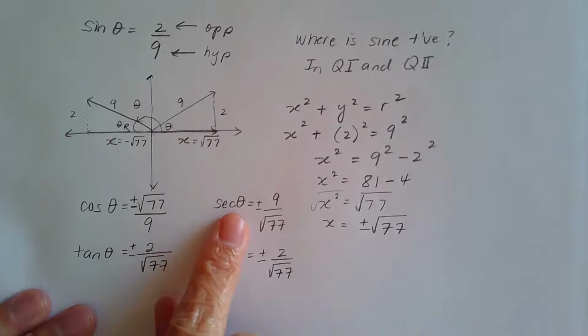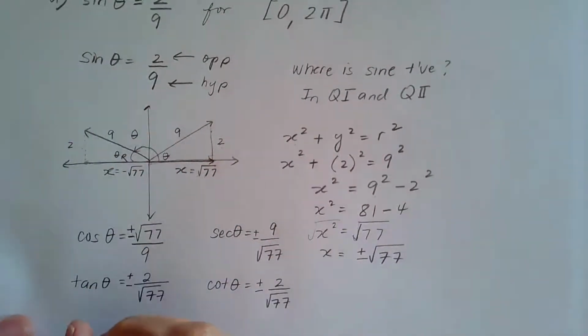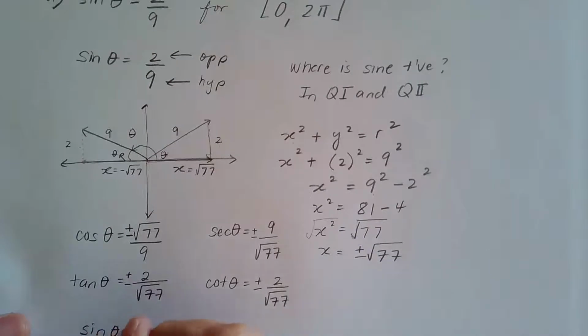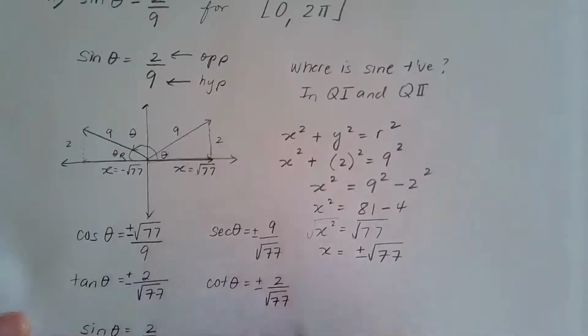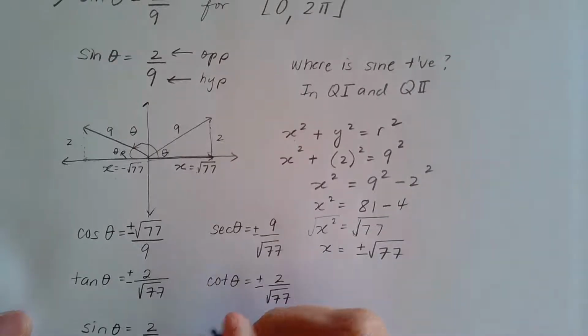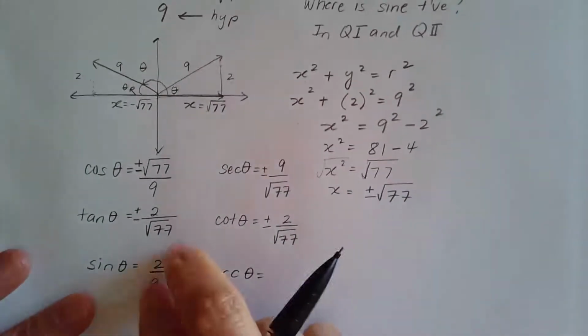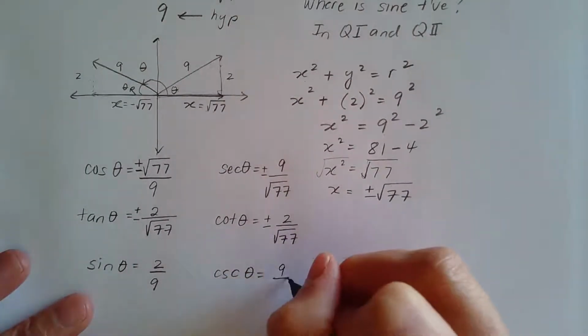And then the last thing that we've got to do is, because we have a sine theta, I'll just write it down over here. We already know that this is the given: sine is positive 2 over 9, then that means the cosecant theta is the reciprocal of sine, which is 9 over 2.